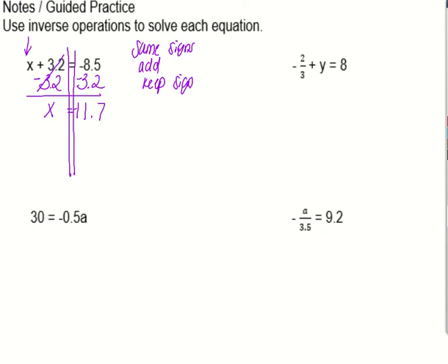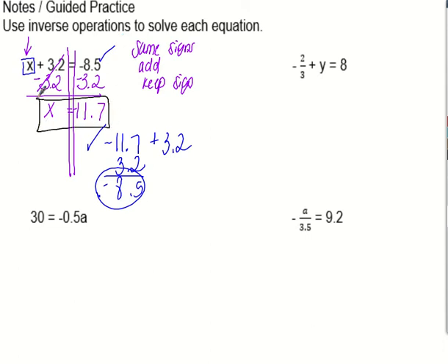Now, to check these, I had a student today who really caught himself when he was checking that some of them didn't make sense. When I check, this negative 11.7 is going to replace my x. So I have a negative 11.7 plus 3.2. These have different signs, so I subtract and take the sign of the bigger number. You can see that this checks out to my negative 8.5 in the original problem. So my final answer is x equals negative 11.7.